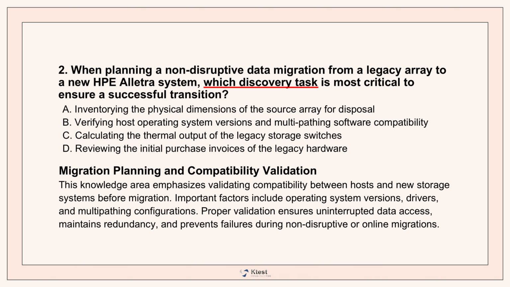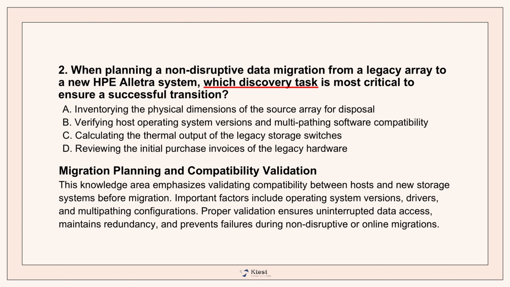For standard data center logistics, you care about physical dimensions and thermal output, options A and C. And I guess you need invoices for accounting. But the key phrase in the question is non-disruptive. For non-disruptive migration, the physical hardware logistics aren't the single point of failure. It is the logical connection at the host layer. Keeping the data flowing while you swap out the backend.